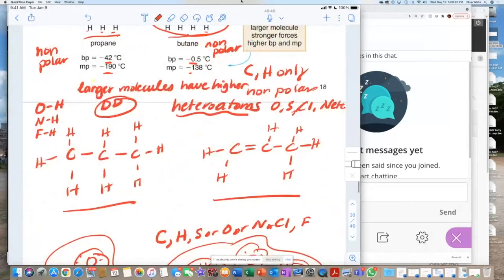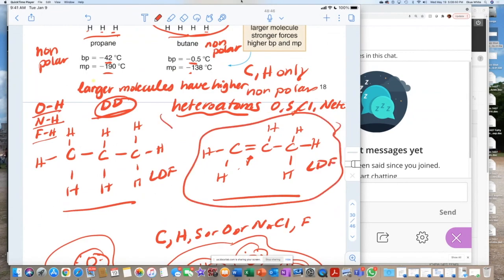Okay. So we're now left with these two. Okay, they don't have interesting third non-metal elements. They don't have that. This one here has a double bond, but not enough to make it polar. Not significant enough to make it polar. There's no OH, there's no NH, there's no FH. So these just have LDF only. So interesting. LDF only. Okay.